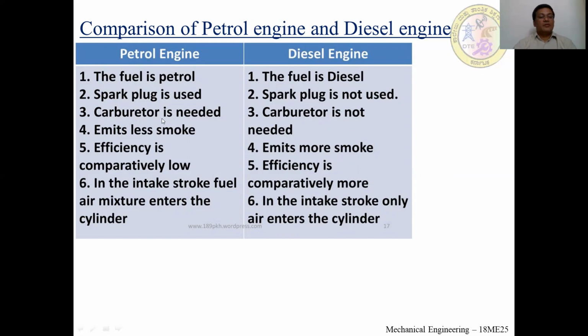The third difference is that a carburetor is needed in the petrol engine to maintain the proper air-fuel mixture, whereas a carburetor is not required in the diesel engine. And the petrol engine emits less smoke, while the diesel engine emits more smoke. That emission of smoke basically depends on the combustion process, whether it is complete or incomplete combustion. Based on that, we get high smoke or less smoke.